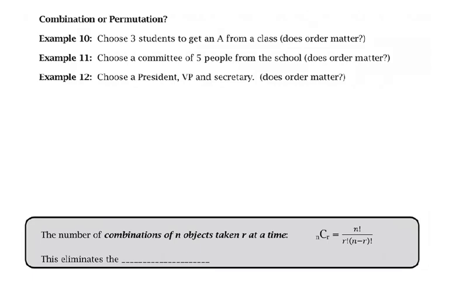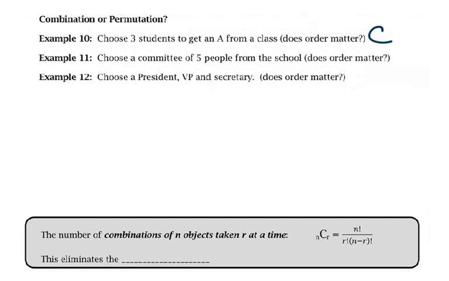So first of all, to distinguish between a combination and a permutation. Example 10, if you choose 3 students to get an A from a class, does it matter which one you choose first, second, or third? If they're all going to get the same thing, then it doesn't matter. So this one would be a combination.